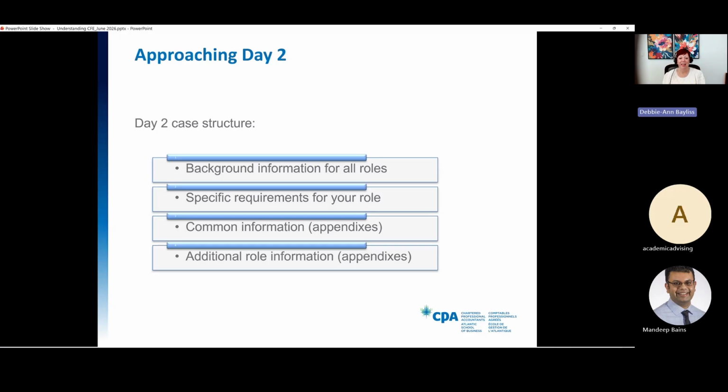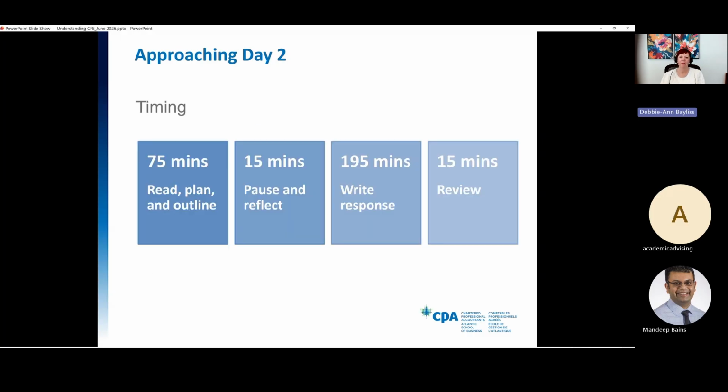And the first thing I say is go to your specific requirements. Go to your role. They're sorted alphabetically. Just look at what your role needs. Don't look at what anybody else has to do. Then you can go to the background information and take out what you need. And the same thing applies from appendices. You have common information and you have role specific information.